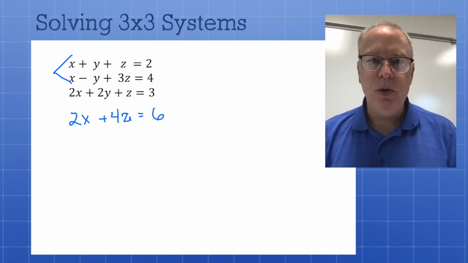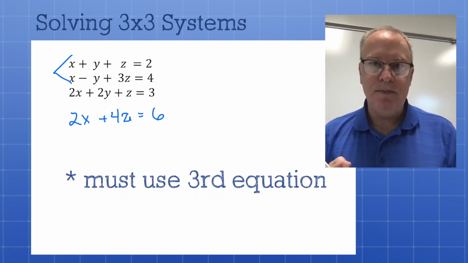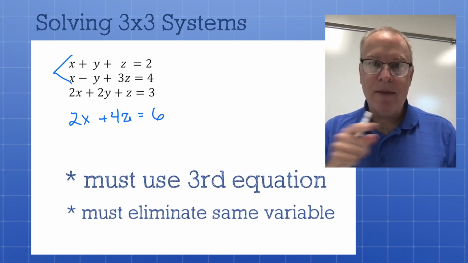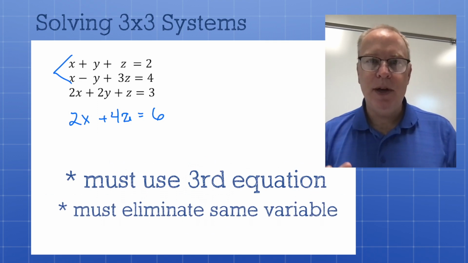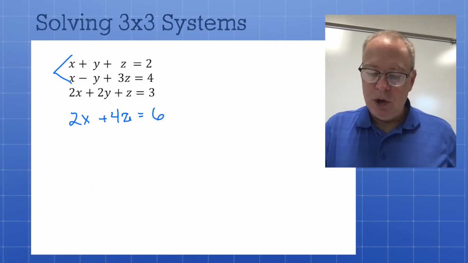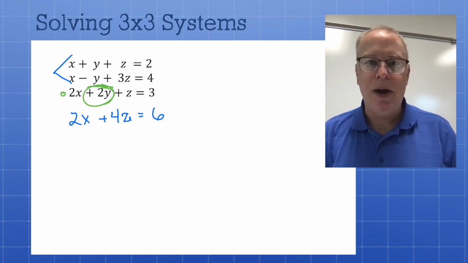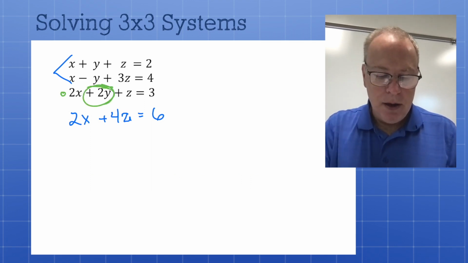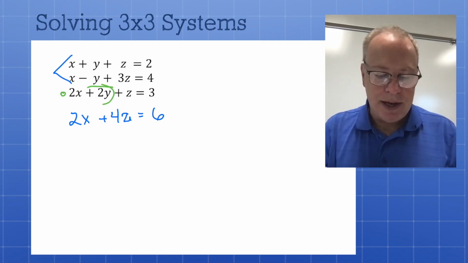Now in step 2, you're going to have to follow 2 rules here. We have to use the third equation, and we have to eliminate y like we did the first time here. All right, so we have to use equation 3, we have to eliminate y. We don't have a choice. So we're going to use this one, and we have to eliminate 2y. Well, how would we eliminate 2y? Well, we'd need a negative 2y. Well, that's easy. We can just double that second equation, right? We can just double the second equation.